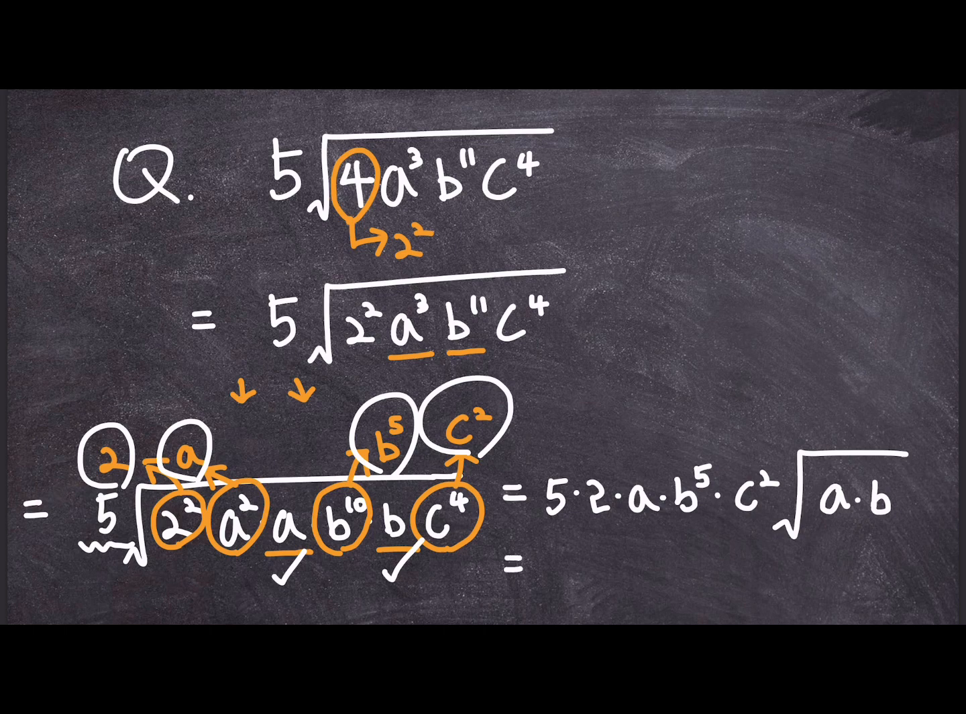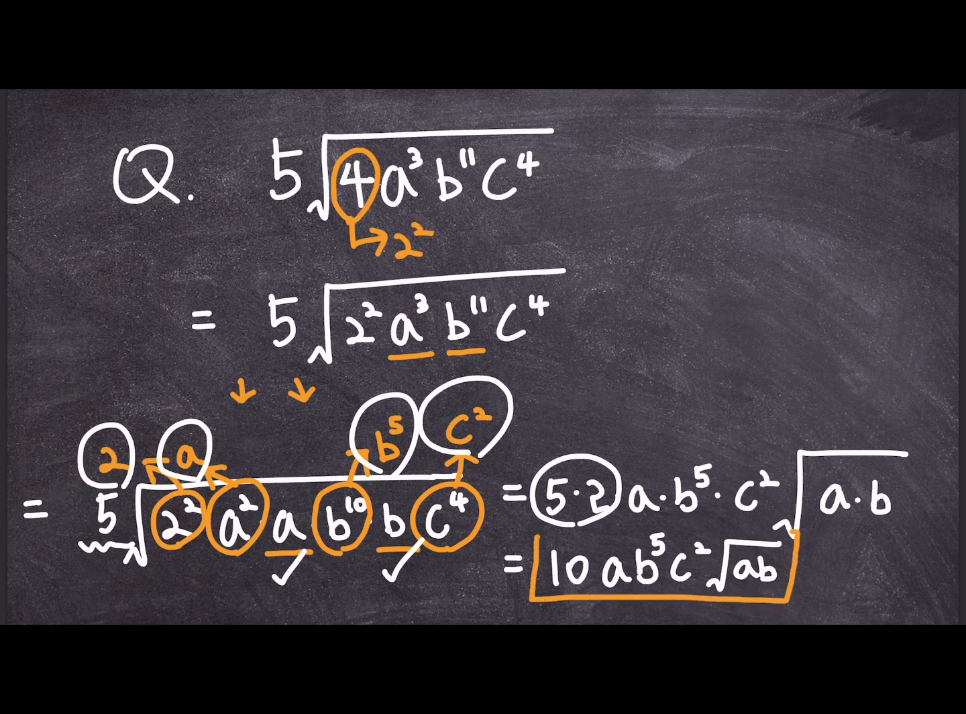And that is equal to 10 a b to the 5 c squared square root of ab. And that'll be our final answer, or the most simplified form of our question. So that's our final answer.